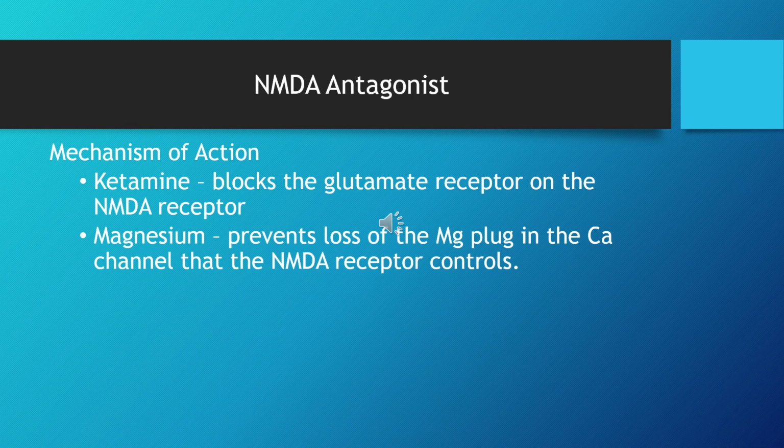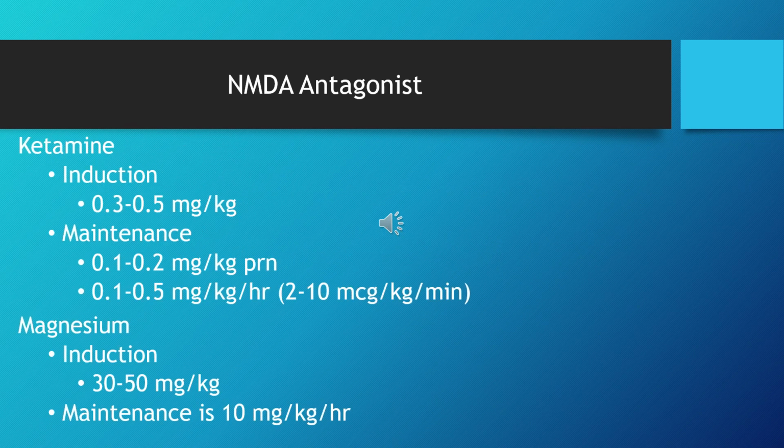Ketamine blocks the glutamate receptor on the NMDA receptor. Magnesium prevents loss of the magnesium plug in the calcium channel that the NMDA receptor controls. To avoid hallucinations from ketamine in the recovery room, try to avoid a bolus and/or turn off the infusion 30 to 60 minutes prior to emergence.